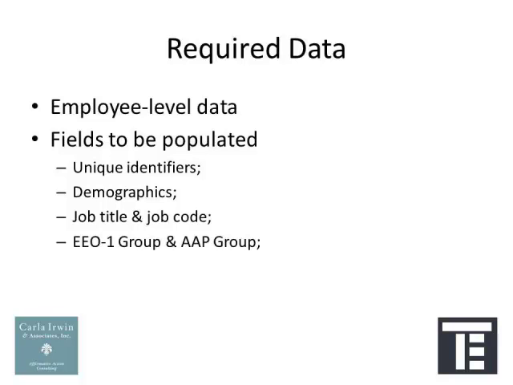Your EEO-1 and AAP groups, so you could call them AAP groups, AA job groups. Different companies call them different things, but essentially you want your EEO-1 report and then your more specific AA group that you use for your affirmative action plan. Now, if you're under 150 employees, you probably don't use an AAP group, you just use your EEO-1 group. If you're over 150, you need to be using a more specific AAP group.